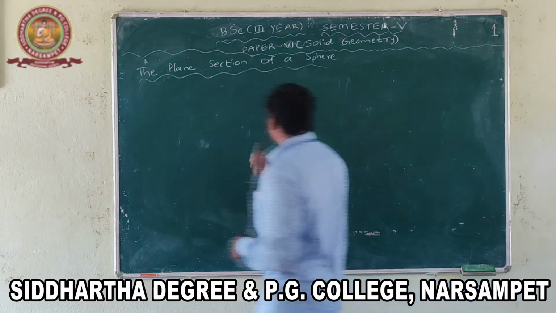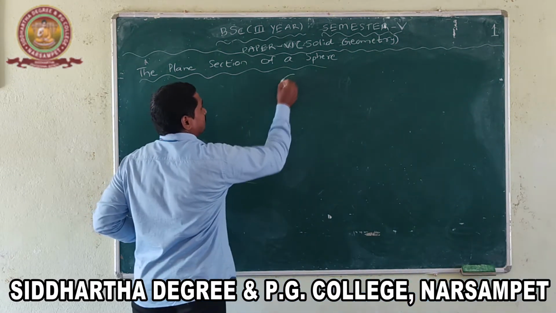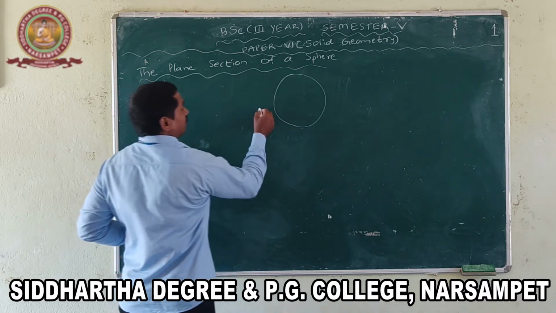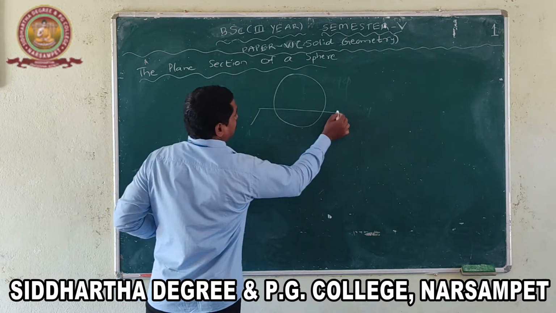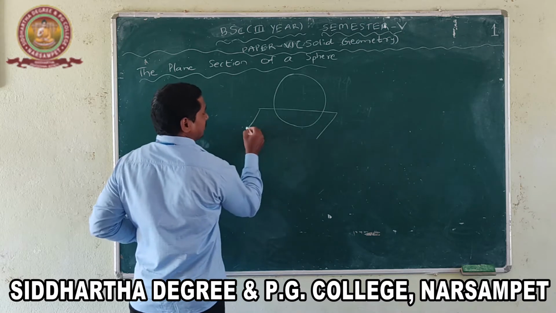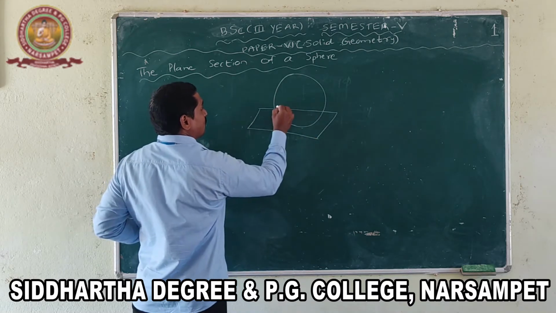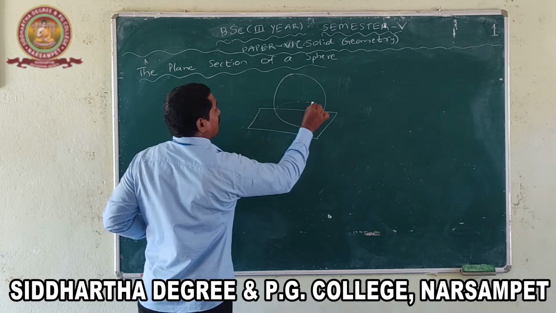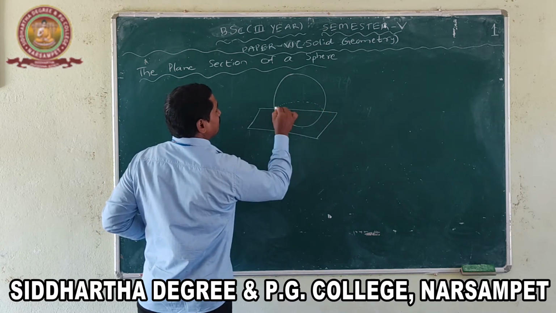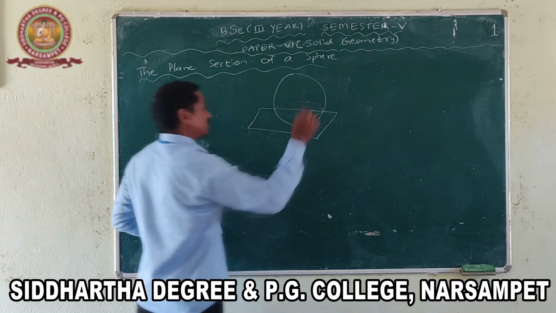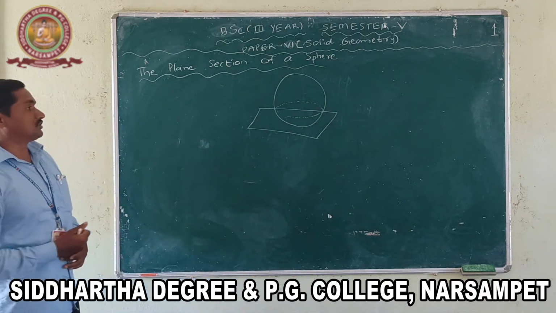For example, suppose this is a sphere, and a plane is sectioning, cutting or intersecting it. Then the common points to the plane and the sphere are called the plane section of the sphere.